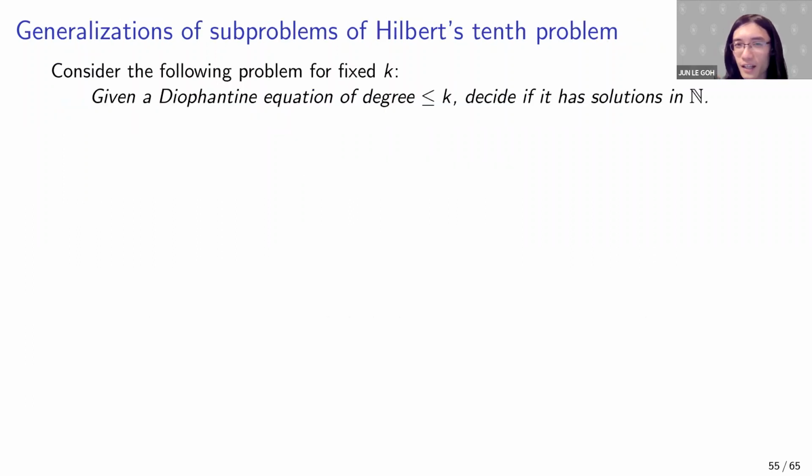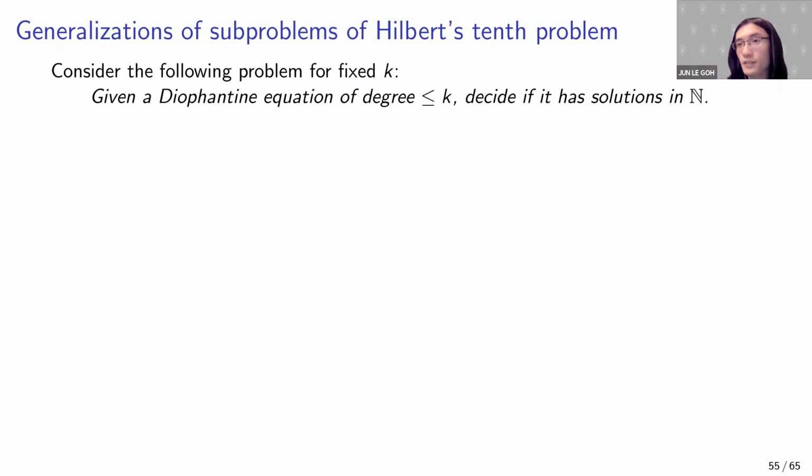Here's yet another kind of question that we might ask. So yeah, the title is going to be a bit weird, right? We're taking sub-problems of Hilbert's 10 problem, but then we're going to generalize them in a slightly different direction. Here's an example. Let's say we fix some k. Think of k being like a small number, like 2 or 3. And the problem is, if I give you a Diophantine equation which has degree less than or equal to k, your job is to decide if it has solutions in the natural numbers.